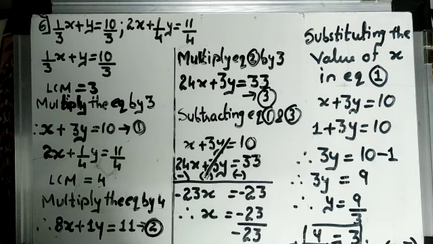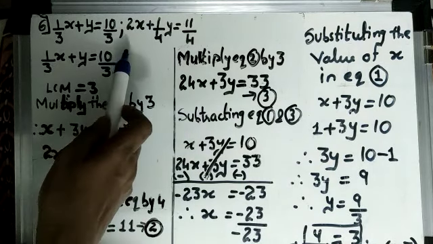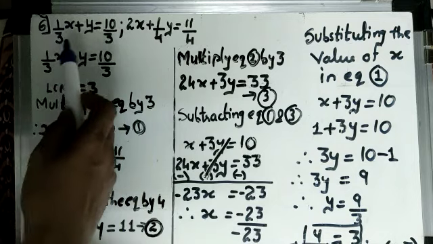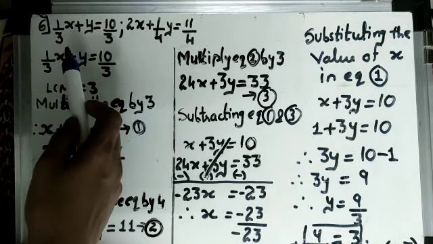Now I'm taking the 6th question, which is different from the previous questions I have already explained. Why is this sum different from the other questions we have already finished? Just look at the question. The equations are given to you in fraction form. Fraction means numerator and denominator.